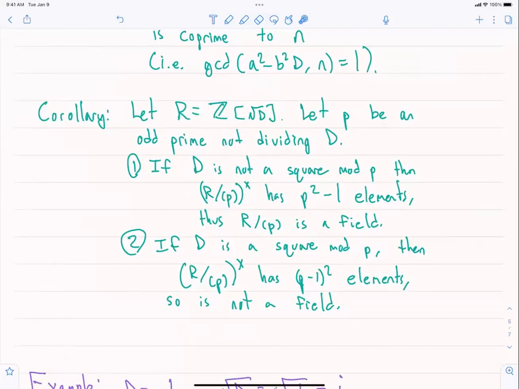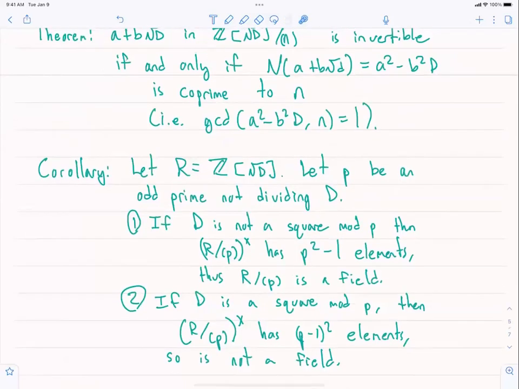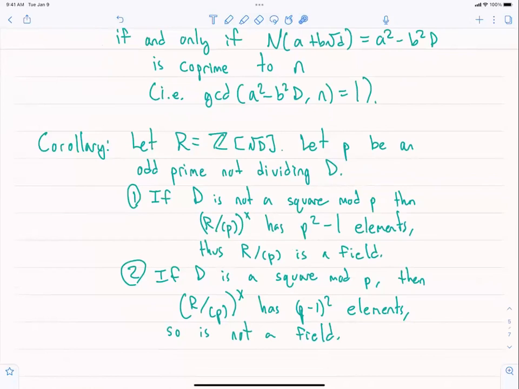On the other hand, if d is a square mod p, you can do a similar computation using this criterion. If you work it out, you'll find that if d is a square mod p, then R mod p cross is going to have (p minus 1) squared elements. And so in particular, in that case, it will not be a field. We'll come back to this a little later in the class, but this is a fun example, and you see exactly when you can use this construction to produce fields.